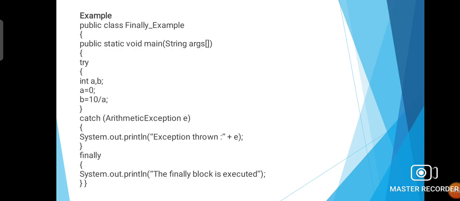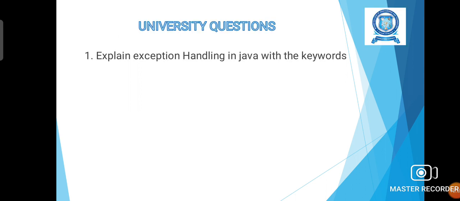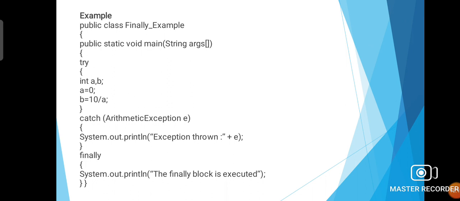In the try block, since we are trying to perform the division operation with the 0 value, it leads to an exception, and the corresponding catch block will be executed, and at last the finally statement will be executed. So that's all about exception handling.